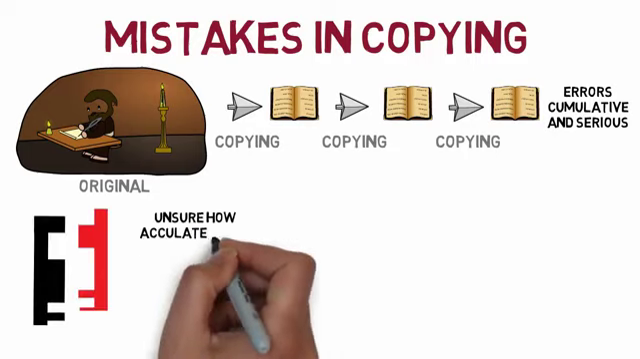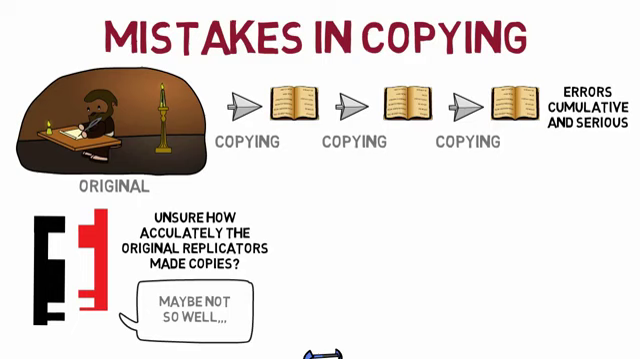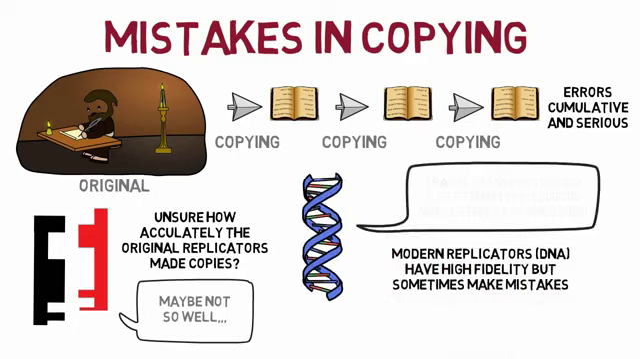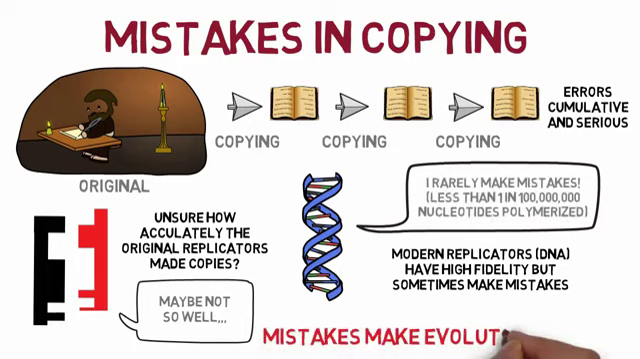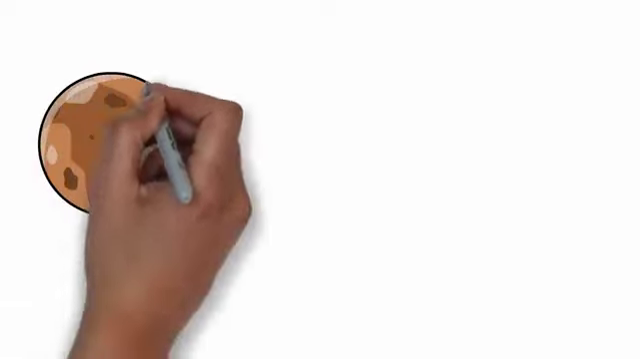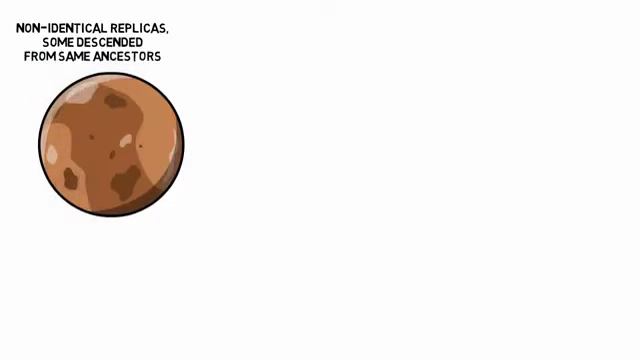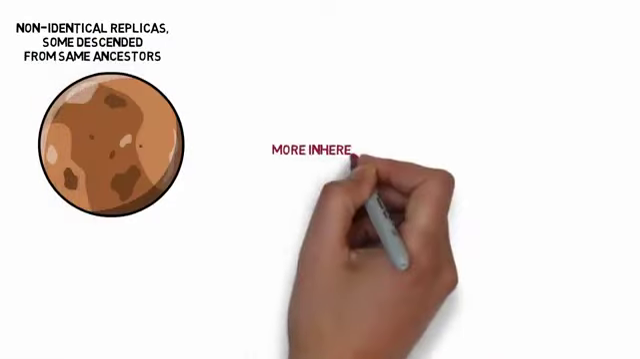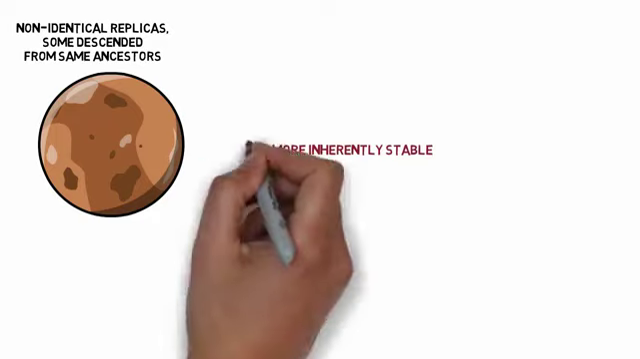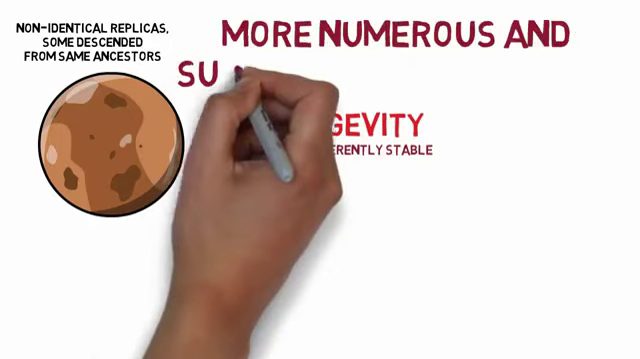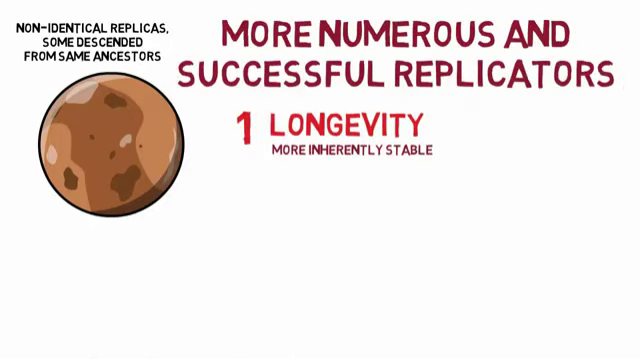Although we do not know how accurately the original replicator molecules made their copies, modern DNA molecules show a high fidelity but sometimes still make mistakes. It is these mistakes that make evolution possible. Due to the errors, soon the primeval soup became filled with non-identical replicas, but some were descended from the same ancestors. We can assume some were more inherently stable than others and had better longevity. Replicators with the property of high longevity tended to become more numerous, and hence there would be an evolutionary trend towards replicators with greater longevity.